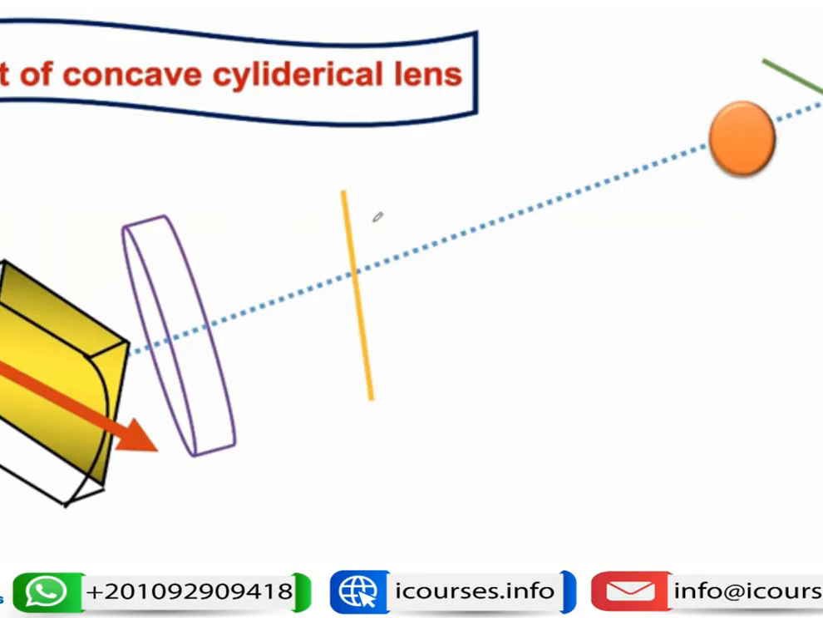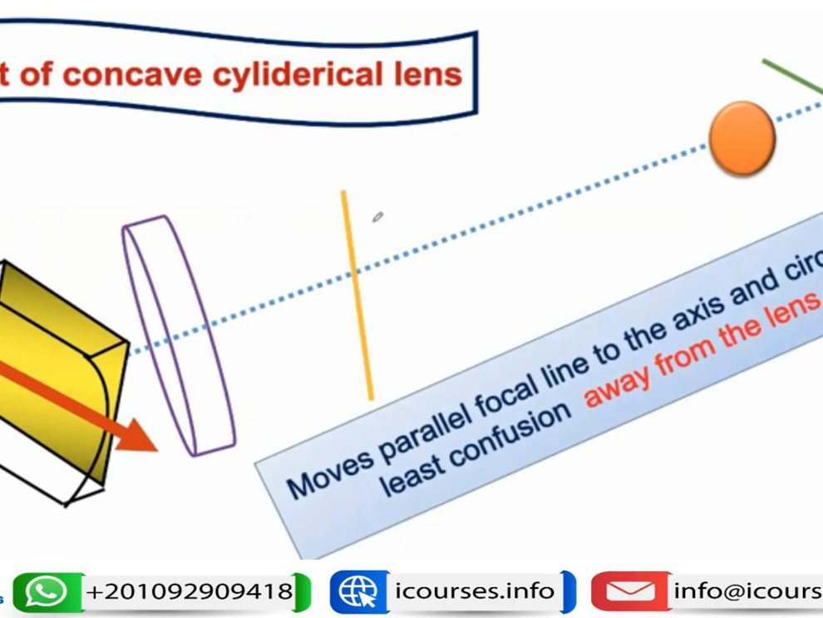On the other hand, the concave cylindrical lens will move the parallel axis or parallel focal line away from the lens, and it will also move the circle of least confusion away from the lens.